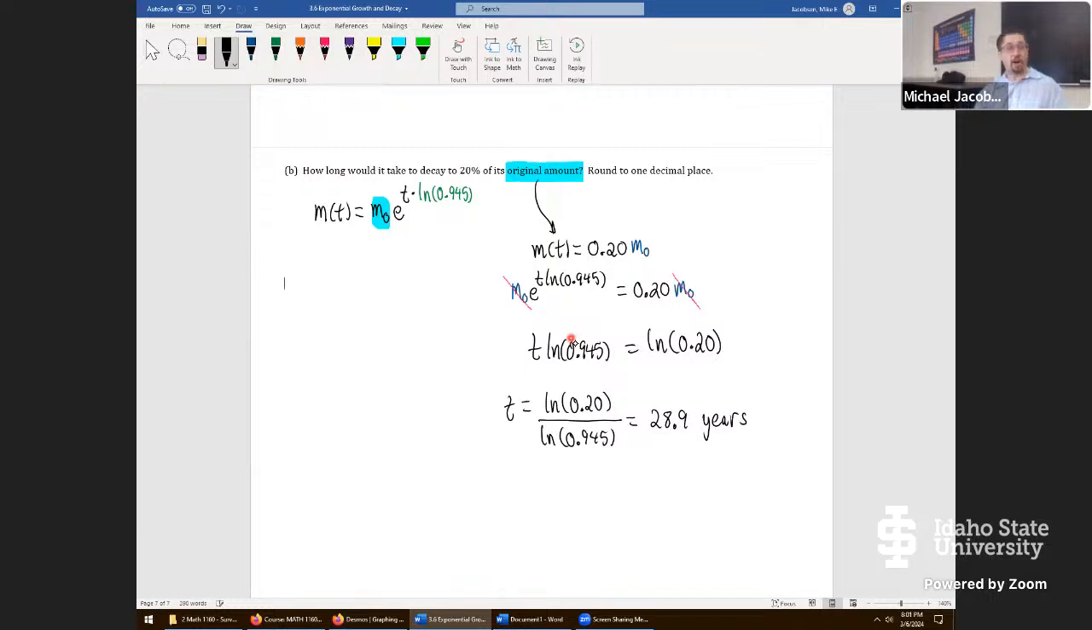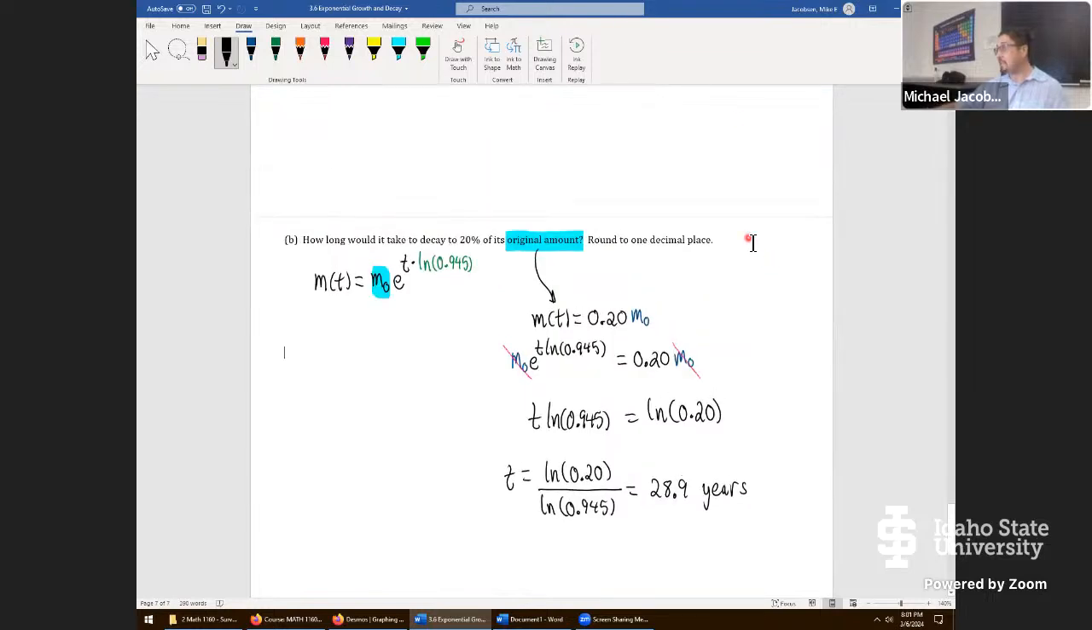So it doesn't matter how much tritium you have of that isotope, it's going to take you about 30 years until you have just a fifth of it left. Kind of curious in a way, but 30 years is a long time too, so I probably wouldn't be too worried about it. Any questions, folks, on the conclusion here?